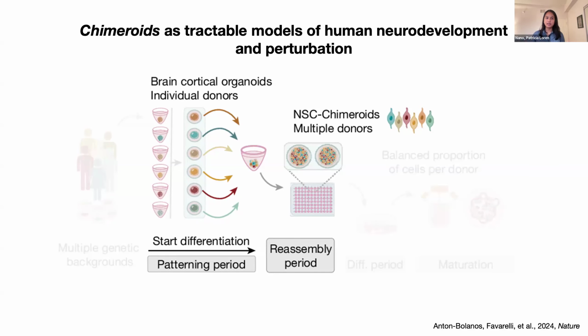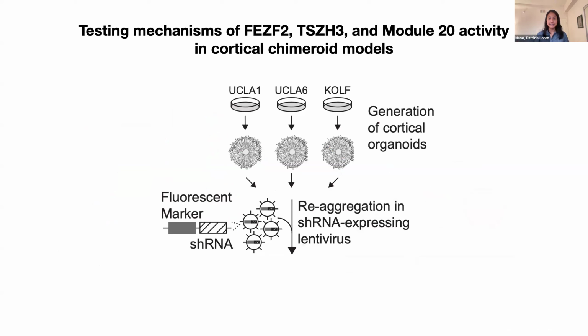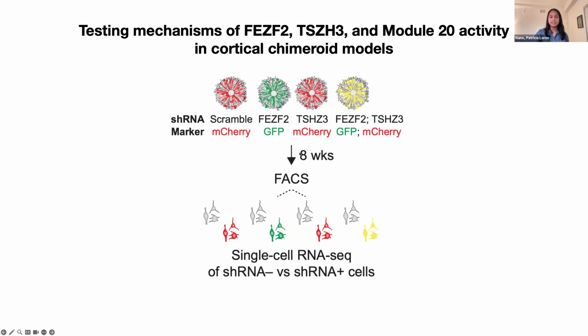And so with this model, I set out to test whether FESF2 and TSHC3 and Module 20 are required to drive deep layer fates. I generated organoids from 3 different stem cell lines, and then I first dissociated and then reaggregated these cortical organoids together in the presence of an shRNA. That allows me to knock down FESF2 and TSHE3 either alone or in a double knockdown, grow the organoids for 8 weeks, and then use flow cytometry and single cell profiling to ask in these perturbed cells, what are the effects on cell type specification?